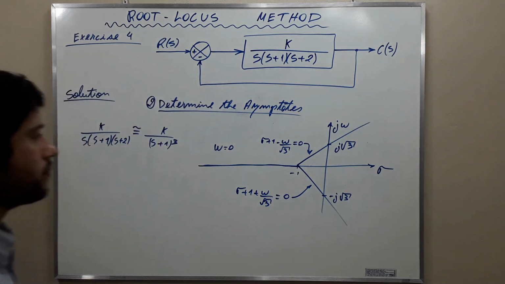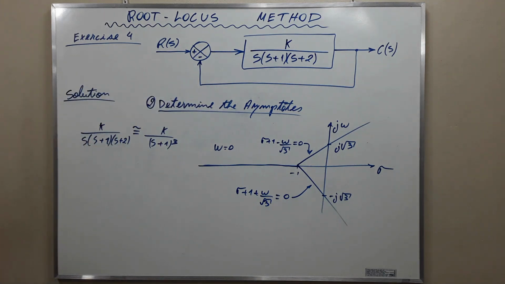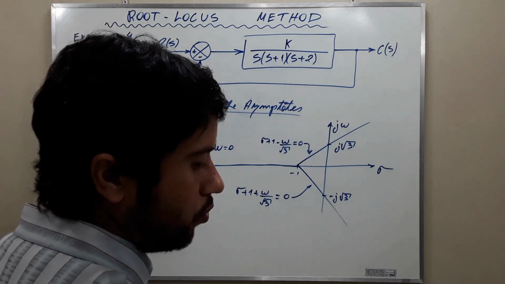So these are the asymptotes in accordance with our calculation. Okay? Following this, we can determine the asymptotes. And they meet at s equal to -1. Or if you prefer, sigma equal to -1. Now let's go to the third procedure, to the third step in determining the root locus.